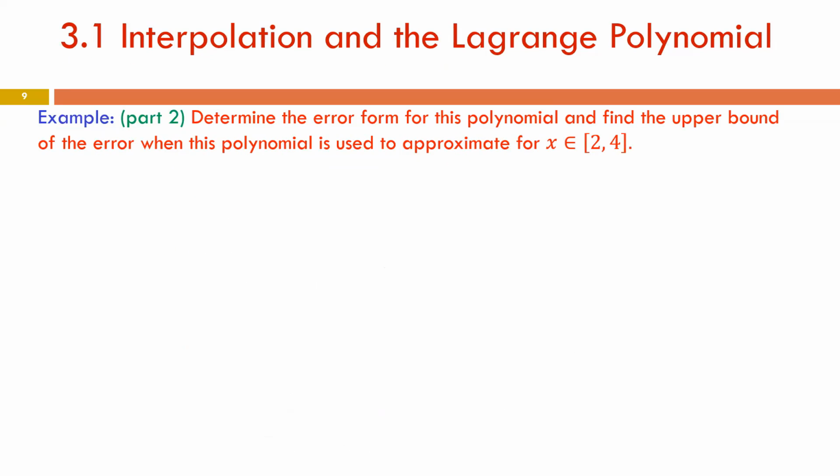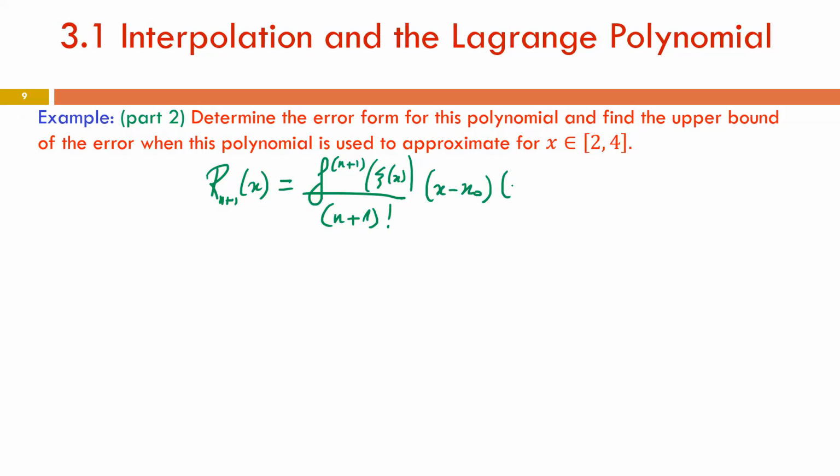This is given, but this is not easy. So what is the expression of the error of the remainder term? We said it's the derivative of order n plus 1 of a given function at some point, over n plus 1 factorial, times the product (x minus x0)(x minus x1)(x minus x2) in this case. So to find the error, we need to do a lot of things.